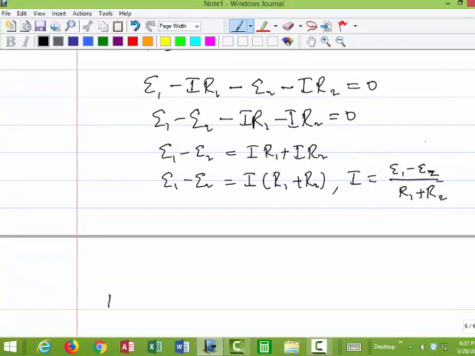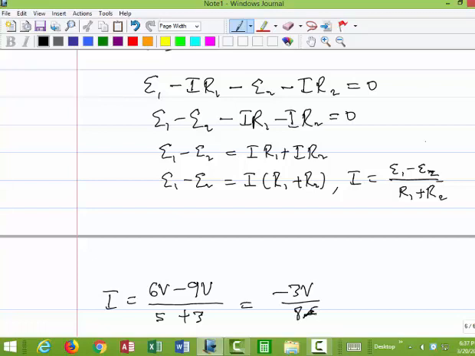So we can calculate I to be equal to E1. What was E1? 6 volts. Minus E2 is 9 volts divided by R1. What is R1 and R2? Okay, thank you. So it's going to be minus 3 volts divided by 8 ohms.